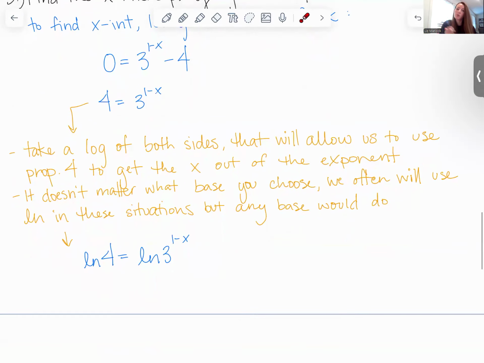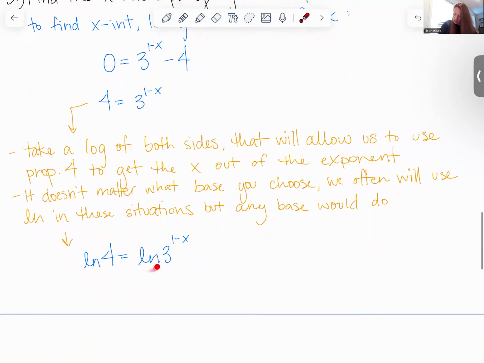So I have to do that to both sides of the equation, much like you would add a number to both sides of the equation or divide by a number on both sides of the equation. We have to take the natural log or whatever log you choose on both sides of the equation. And remember, natural log, it's like a square root. So it's natural log of something.